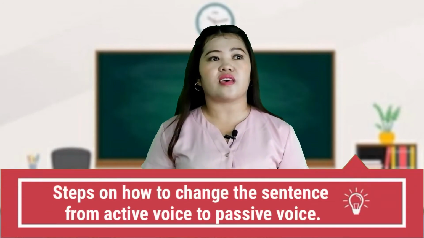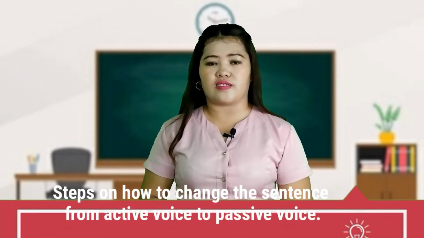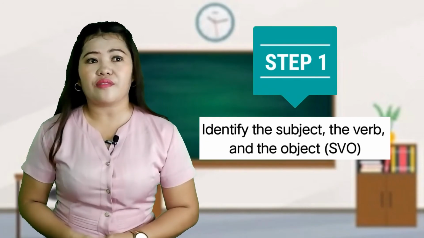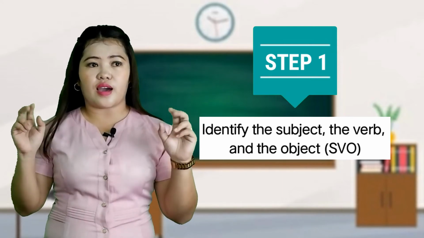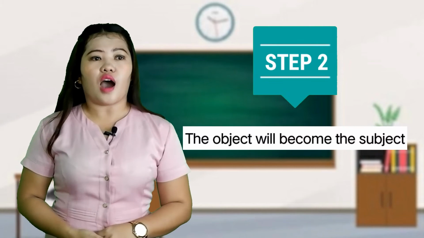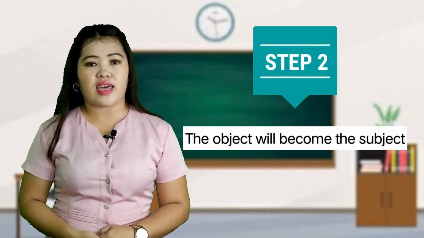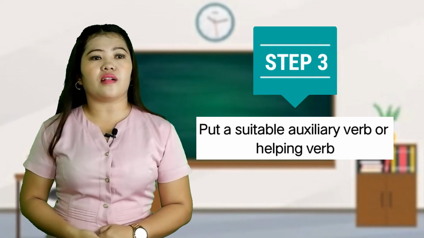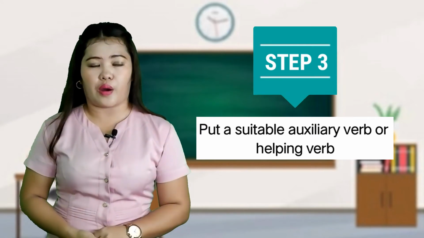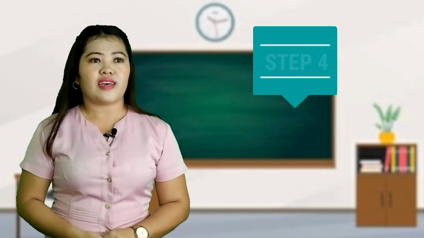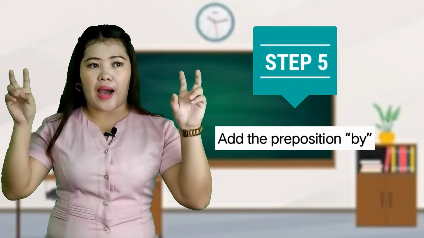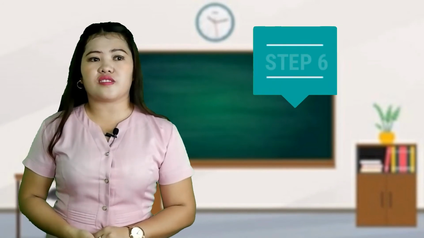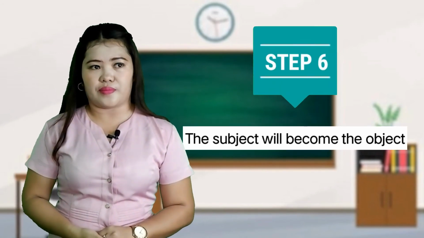Steps on how to change the sentence from active voice to passive voice. Step 1. Identify the subject, the verb, and the object. SVO. Step 2. The object will become the subject. Step 3. Put a suitable auxiliary verb or helping verb. Step 4. Change the verb into the past participle of the verb. Step 5. Add the preposition by. Step 6. The subject will become the object.